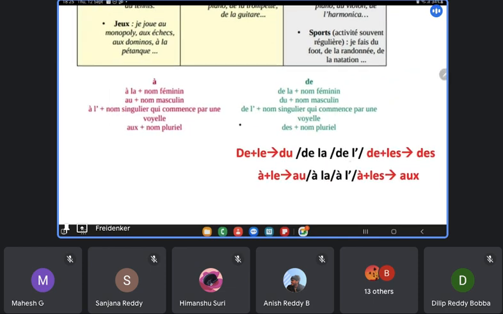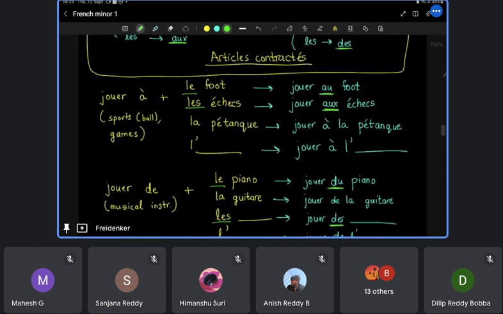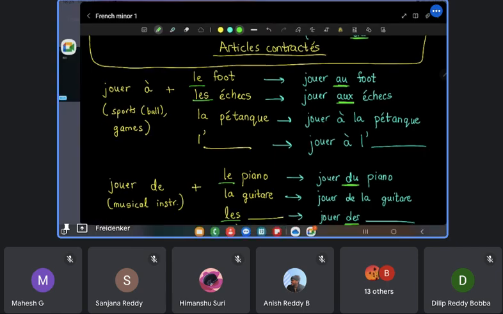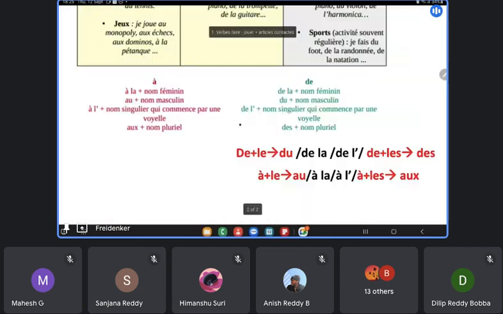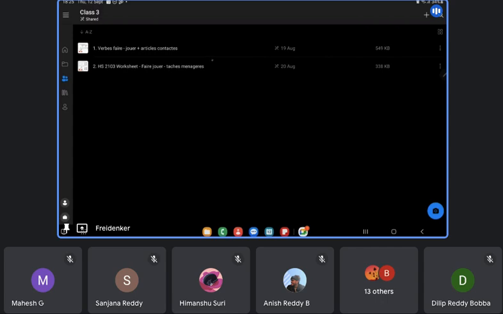The l'apostrophe is there, no? It will only come if the noun after it is singular and begins with a vowel. But if the noun is plural, for example, chess is plural, no? Chess begins with a vowel, but it doesn't get an l'apostrophe because apostrophes only come when the noun is singular. This is plural, so you will get les. You won't get l'apostrophe. So that is one thing to keep in mind. So this rule is also done. So this was in class 3. If you know these rules, you will be able to solve.